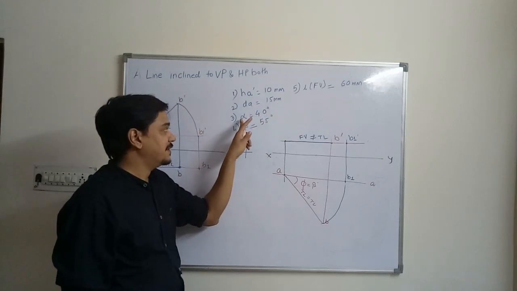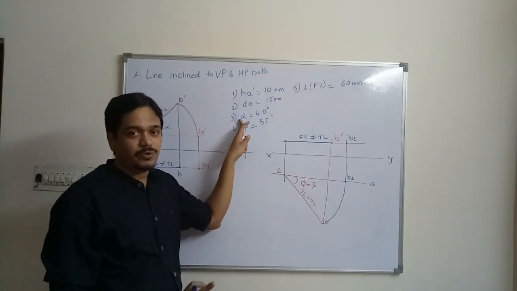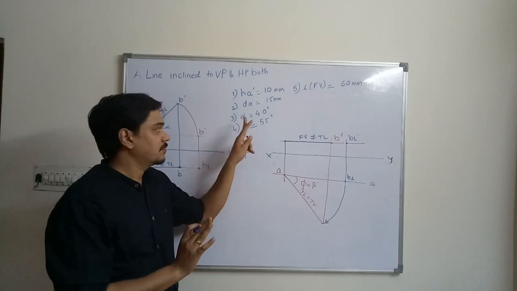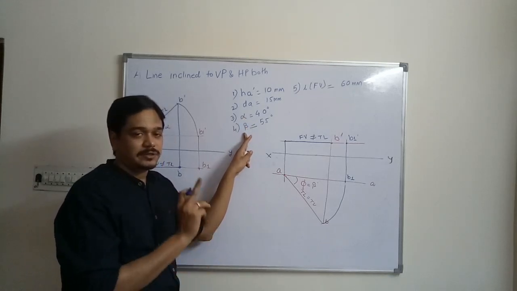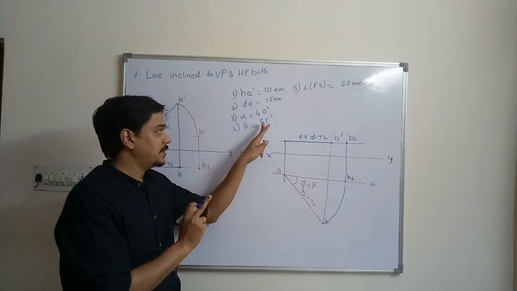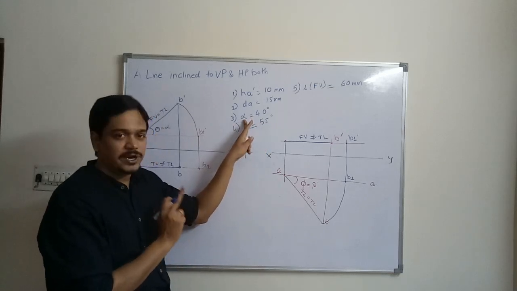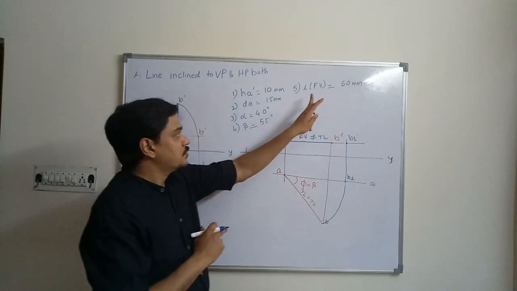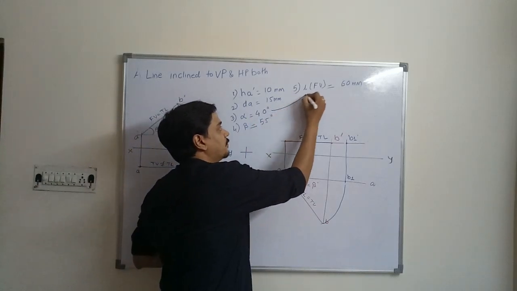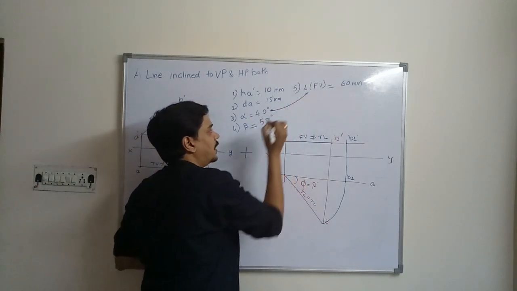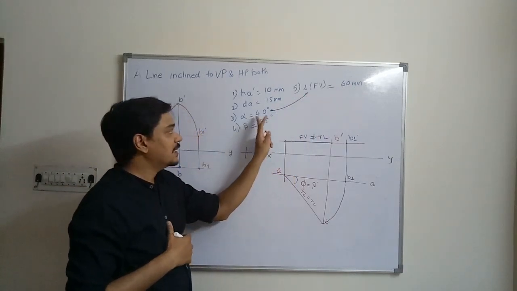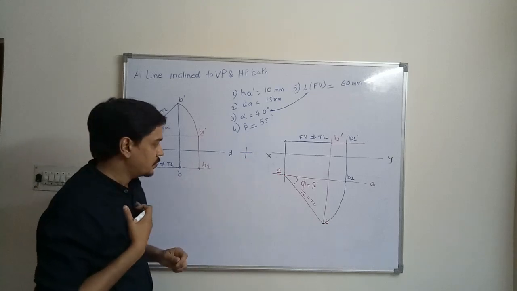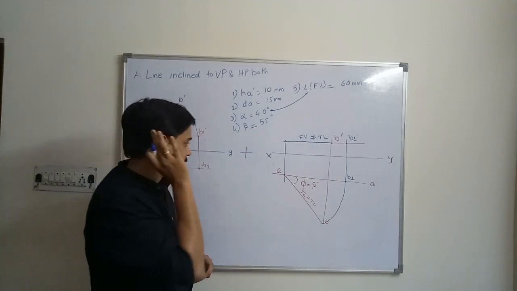your alpha, that is the inclination of the front view of the line with xy. Similarly, beta is the inclination of the top view with xy. This is the inclination of front view with xy. So this data will be matching: the length of front view is 60 and the inclination of front view is 40. So how to proceed for this problem?